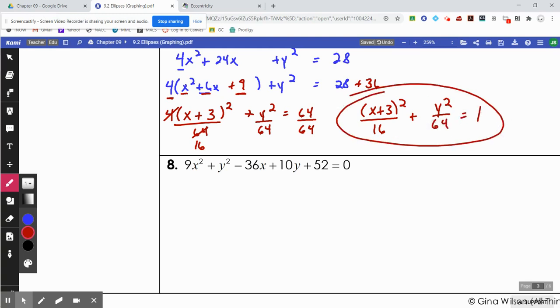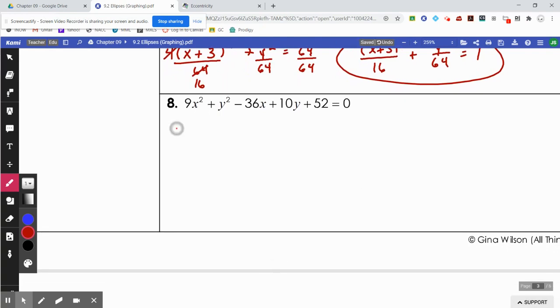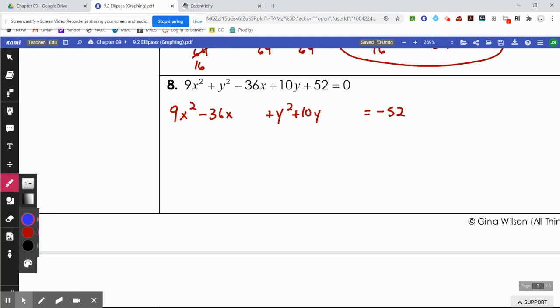Number 8, doing the same thing, group your x's, 9x squared minus 36x, leave a blank, plus y squared plus 10y, leave a space, move the constant to the other side. If there's a number in front, let's make sure that we factor it first. So pull out the 9, and you're left with x squared minus 4x. Leave that blank there. Nothing in front of the y squared, so you don't have to worry about it. So there is now what we have.